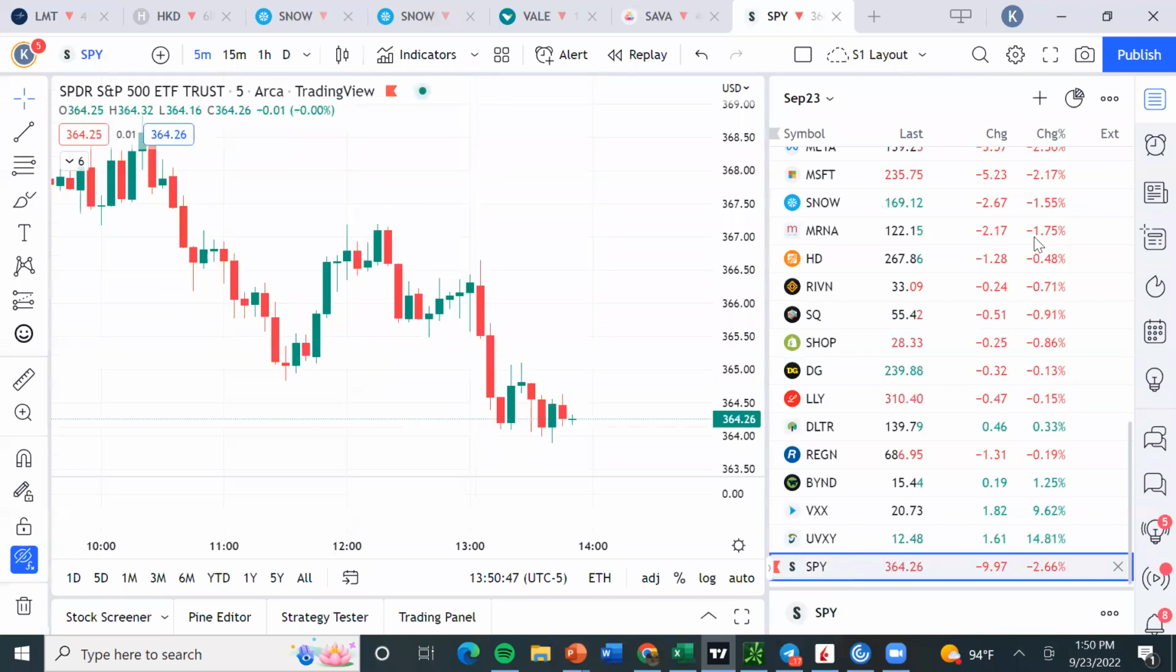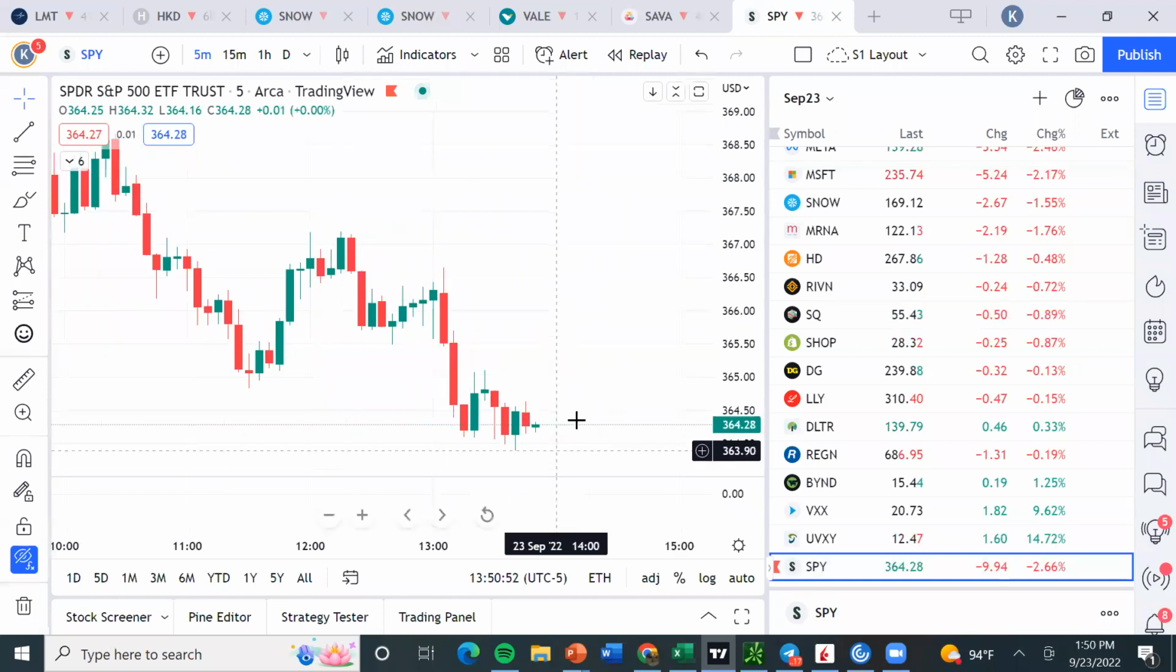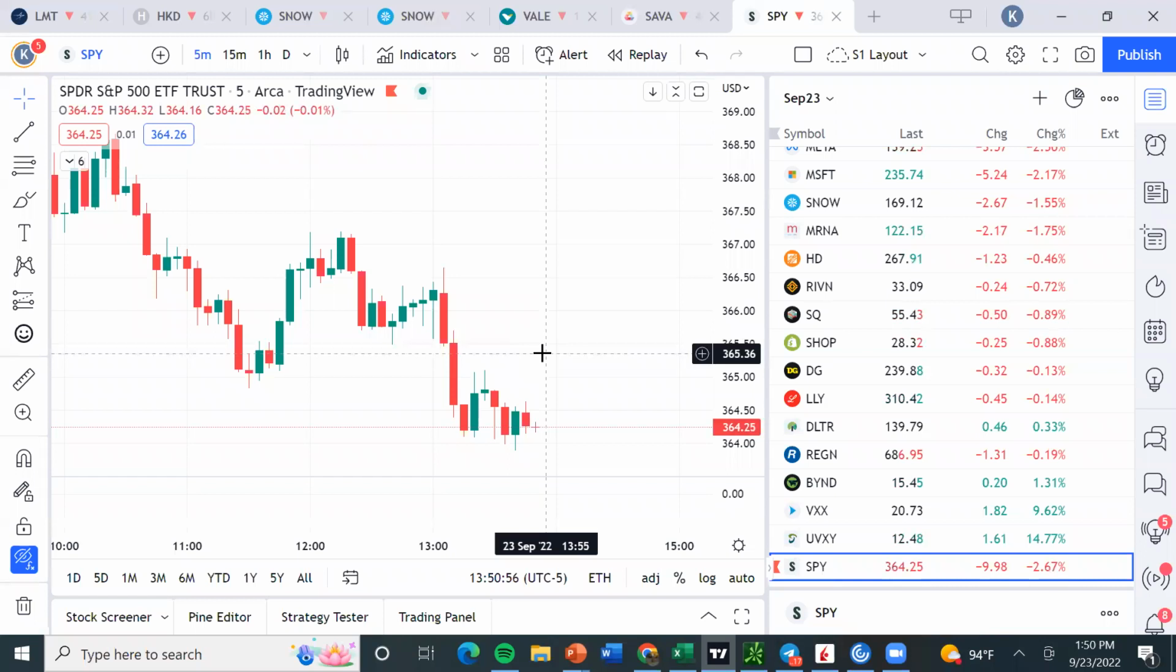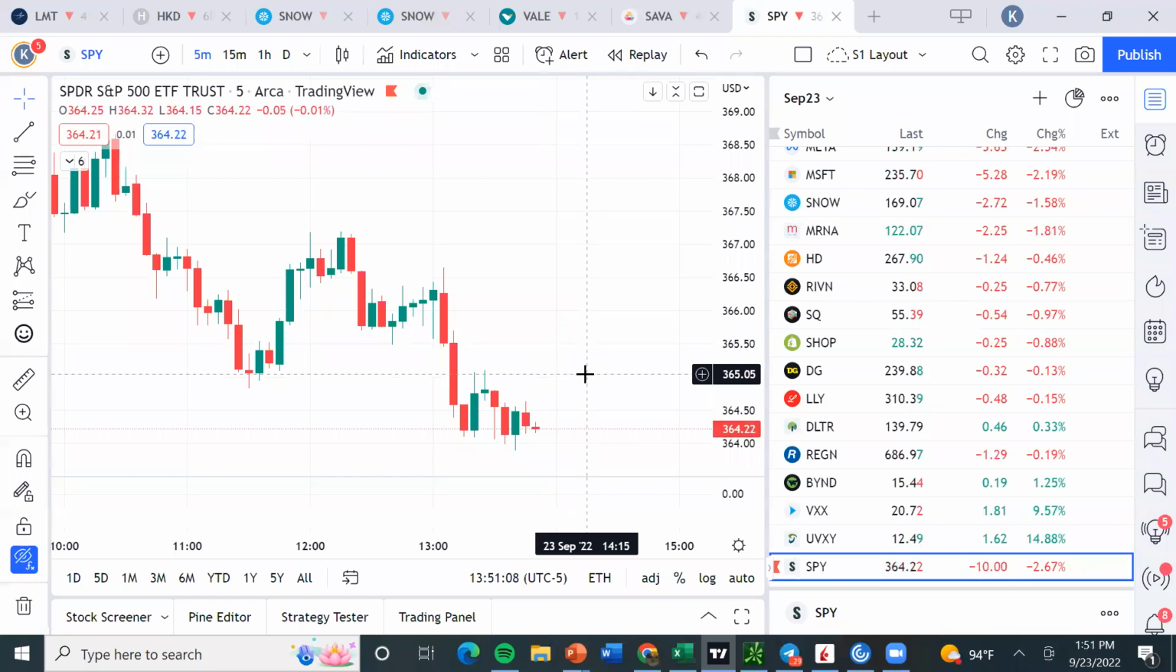SPY is trying to move, but let's give it some more time. Also I'm looking into other tickers. I have a total of 3 to 4 monitors here. In one of them I have futures, in one I have SPY, and in one I have all the stocks. So I'm trying to see.